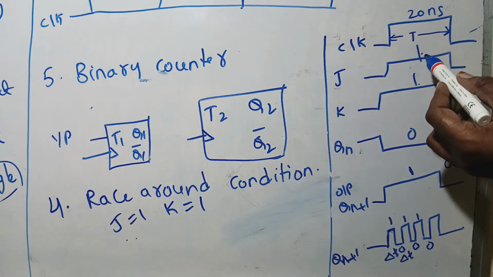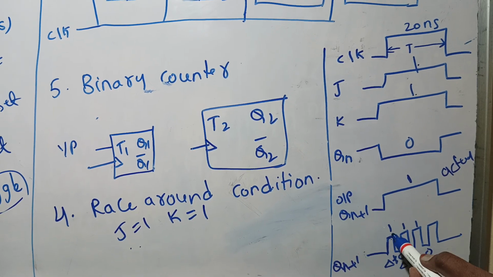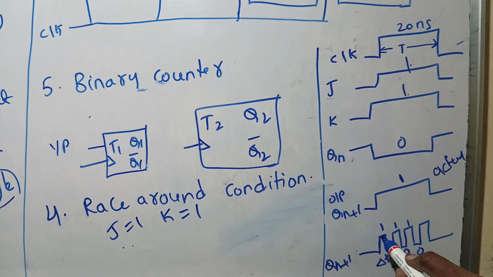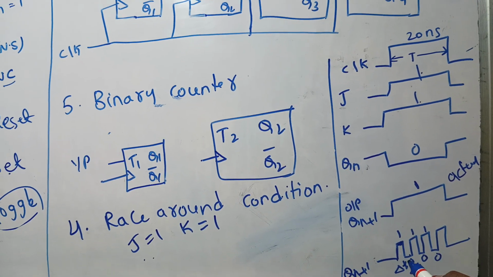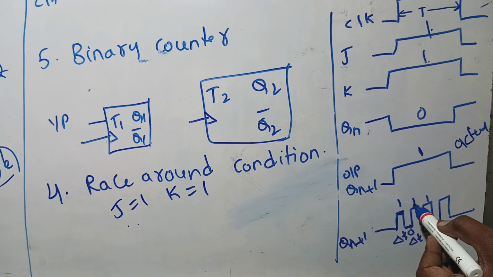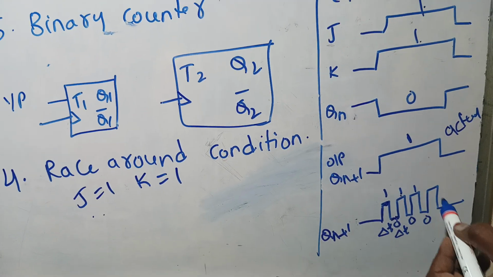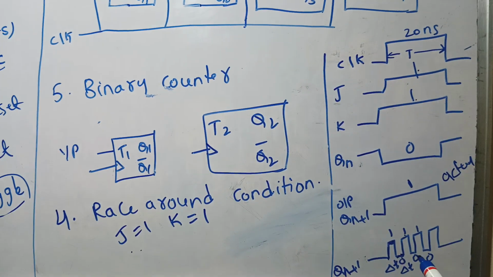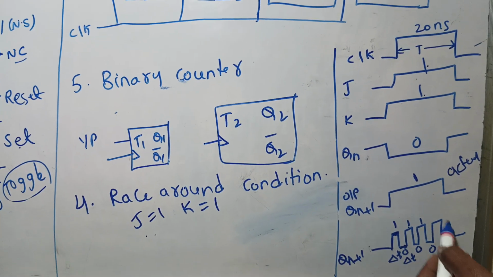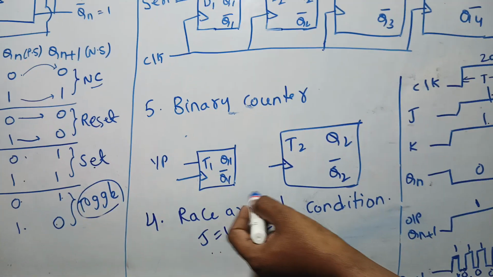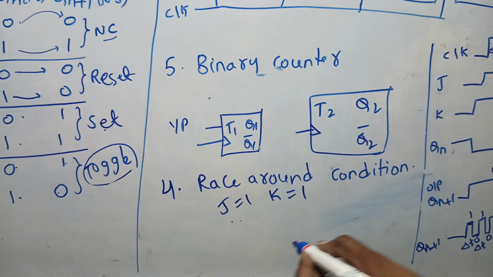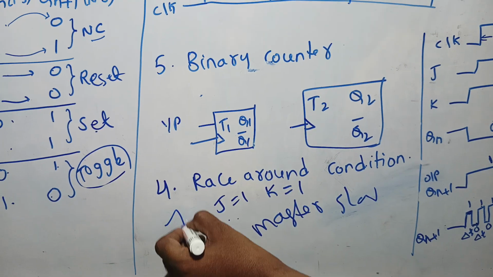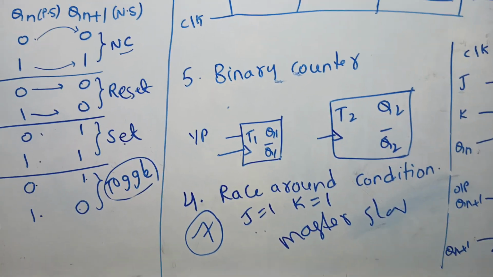When J is 1, K is 1, output goes to 1, but after some delta t time, for example 5 nanoseconds, it goes to 0. Again after 5 nanoseconds it goes to 1, and so on. Like that multiple times it undergoes ones and zeros. Within the clock pulse, the output undergoes multiple times on and off, 0 and 1. This is called race around condition. This can be overcome by master slave JK flip-flop, which is explained in the long question, 7th question.